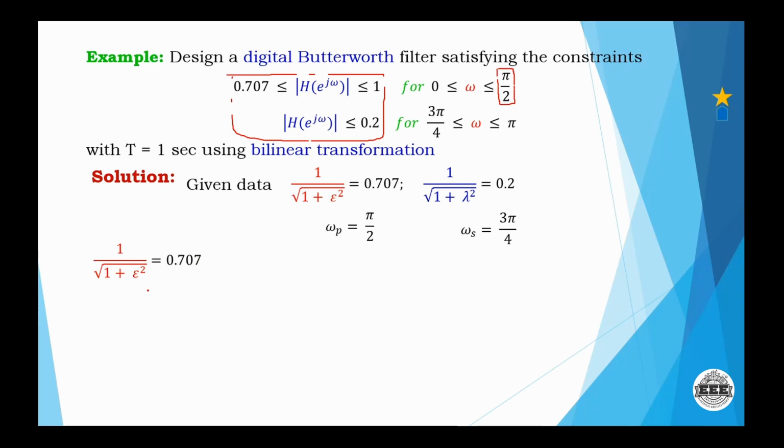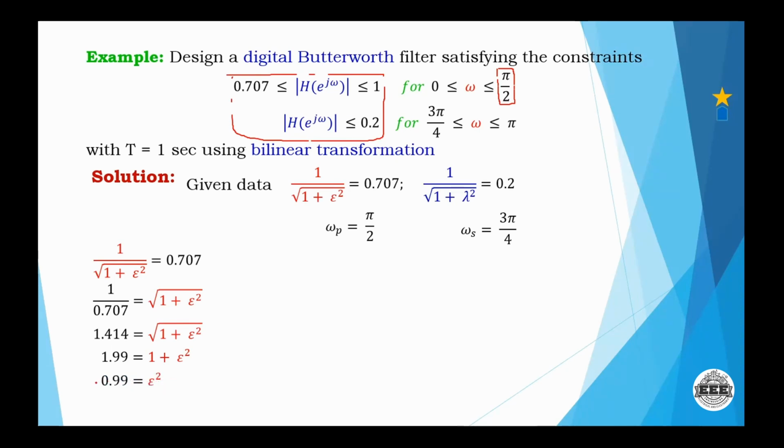From this data, I need to determine epsilon square. For that, I am taking the root of 1 plus epsilon square to the right hand side, and the 0.707 to the left hand side. Here 1 by 0.707, using your calculator, we get 1.414. Now I take squares on both sides. 1.414 squared gives 1.99, and the root is cancelled. Then the 1 moves to the left hand side, so I get 0.99 equal to epsilon square.